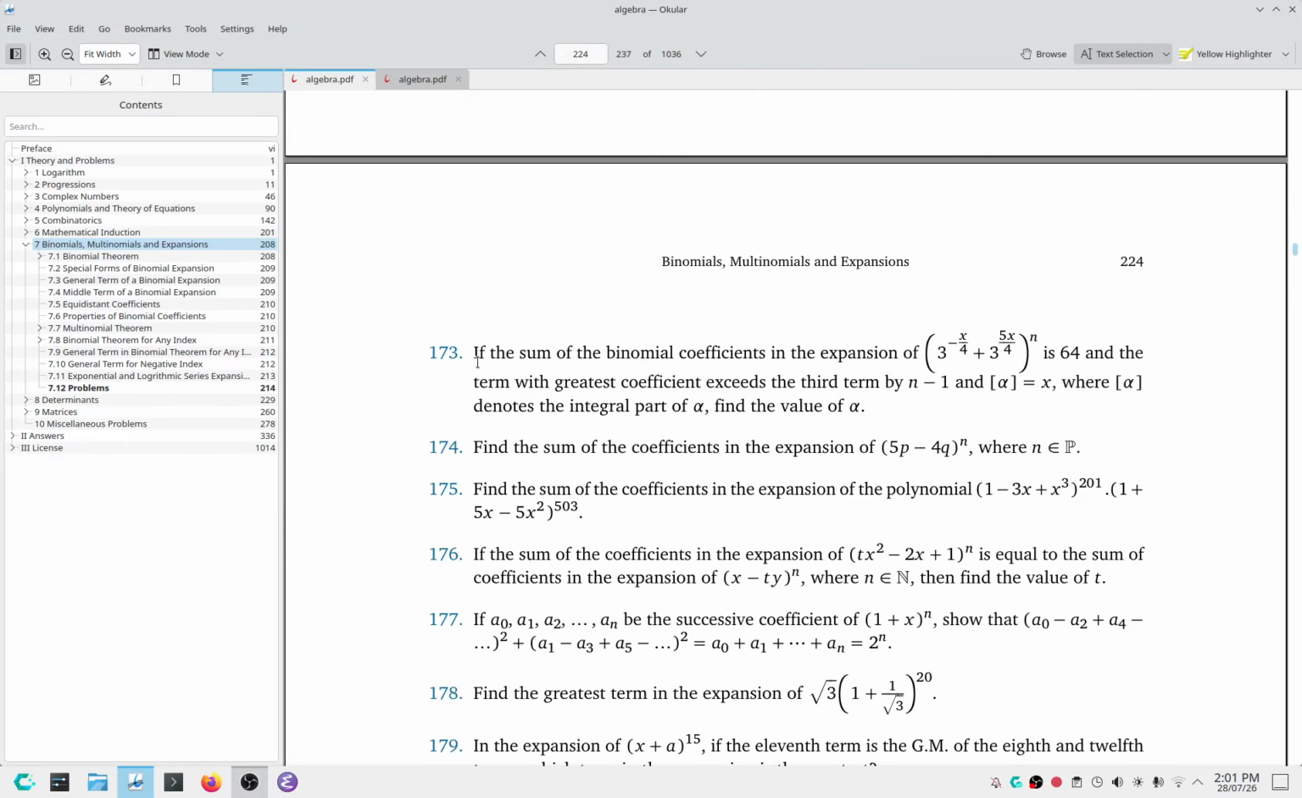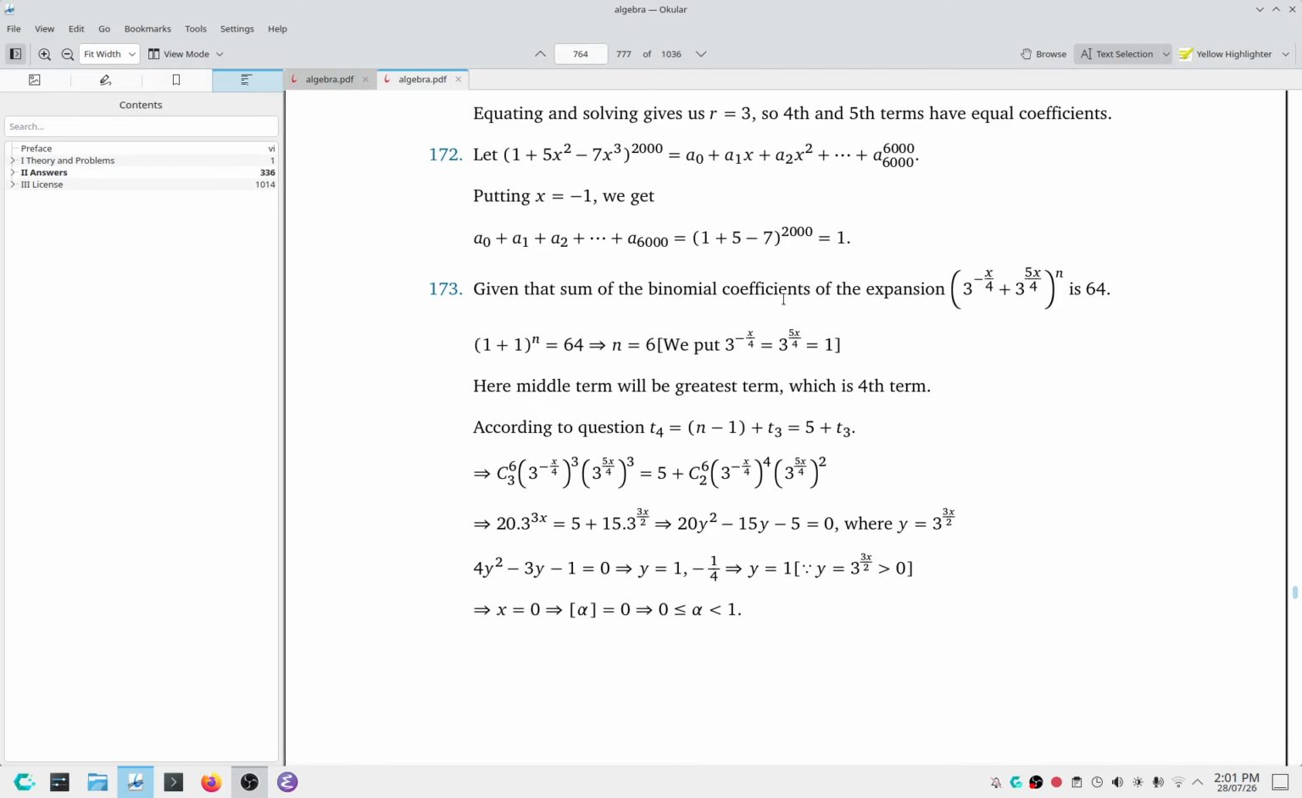Question 173 says that if the sum of the binomial coefficients in the expansion of (3 to the power minus x upon 4 plus 3 to the power 5x upon 4) whole to the power n is 64, and the term with greatest coefficient exceeds the third term by n minus 1, and the integral part of x is alpha, find the value of alpha.